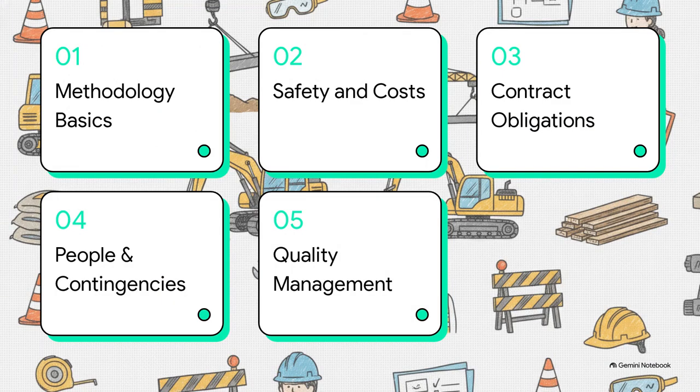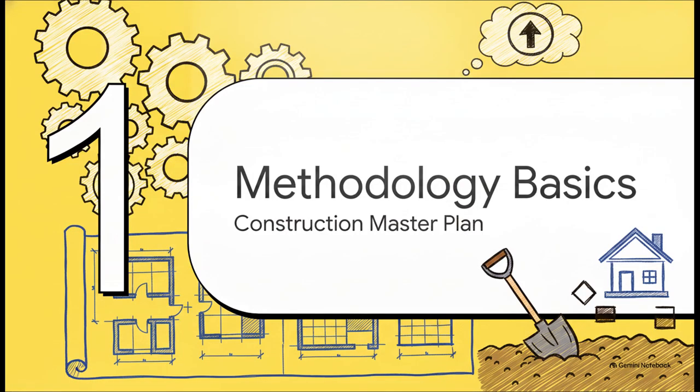So here is our roadmap for today. We've got 5 main pillars to cover. First up, construction methodology basics. Second, balancing safety and costs. Third, understanding contractual obligations. Fourth, managing people and contingencies. And finally, number 5, quality management systems. All right, let's jump right into pillar number 1, construction methodology basics.